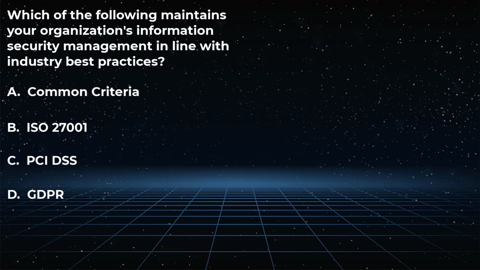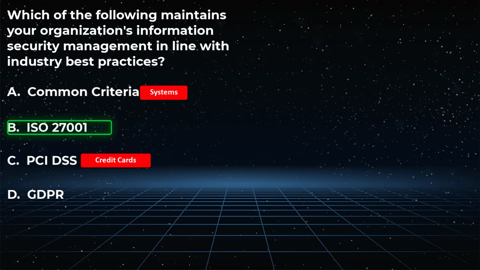The correct answer is B, because choices A, C, and D pertain specifically to a single subject matter, such as system evaluations for common criteria, credit card security for PCI DSS, and EU citizen data security for the GDPR. ISO 27001 is the only choice that applies to managing a company's entire information security management.